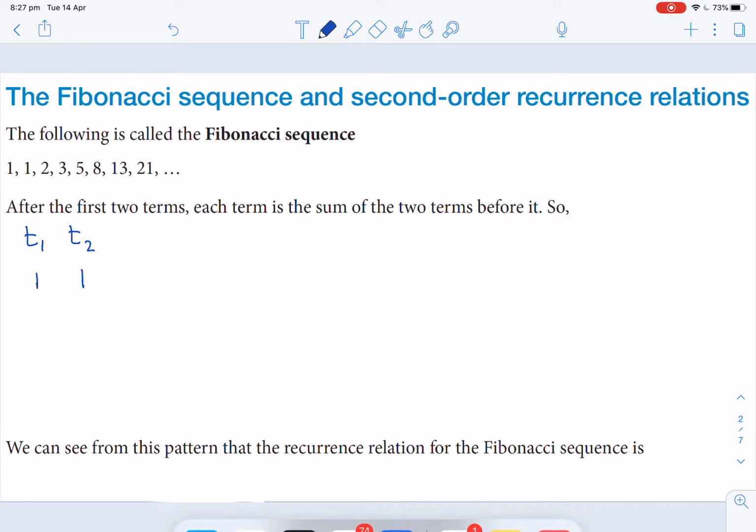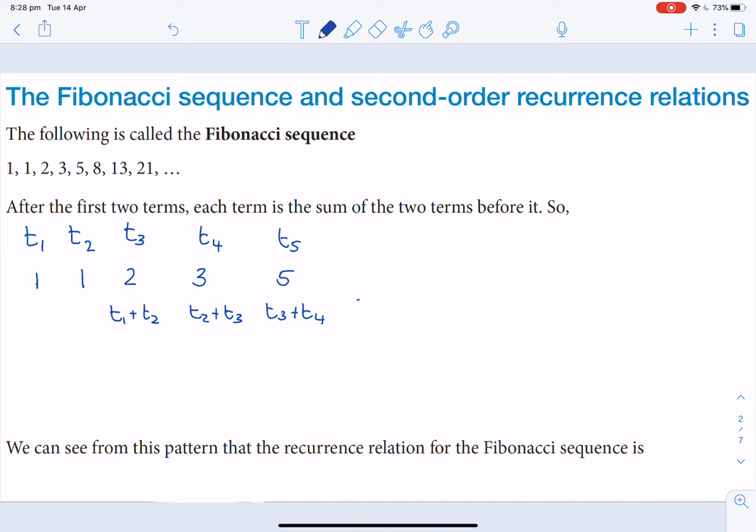Now, in order to get to our term 3, we add the two terms before it. 1 plus 1 gives you 2. Then, for our term 4, we want to add the two terms before it, which is term 2 plus term 3. And 1 plus 2 gives us 3. Term 5, we add the two numbers before it, so term 3 plus term 4, 2 plus 3 gives us 5, and so on and so forth.